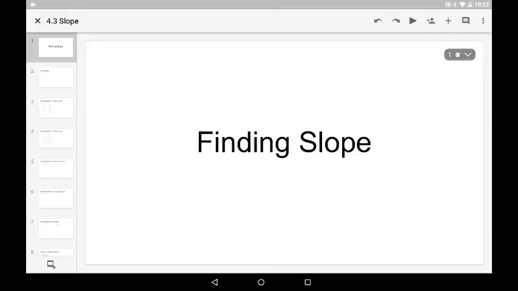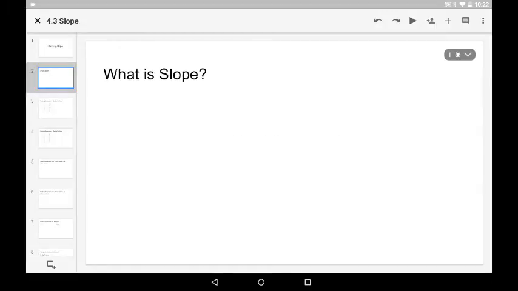This video talks about how to find slope. So if you're given different bits of information, how you can use what you are given in order to find the slope of a line. So first of all, what is slope? Depending on how you were taught in the past, you might have seen slope as the rate of change.